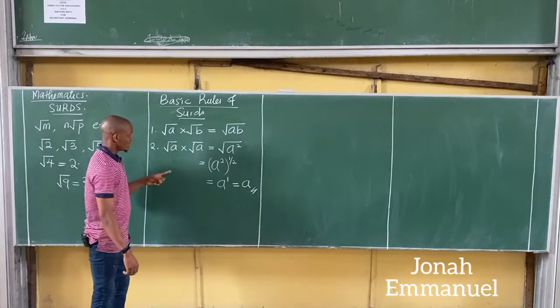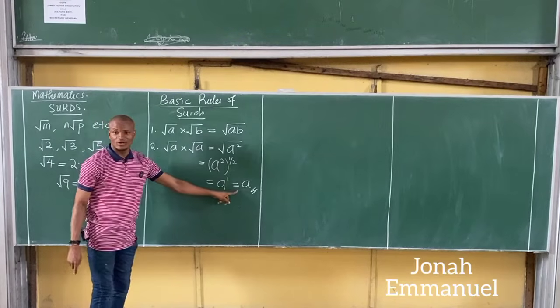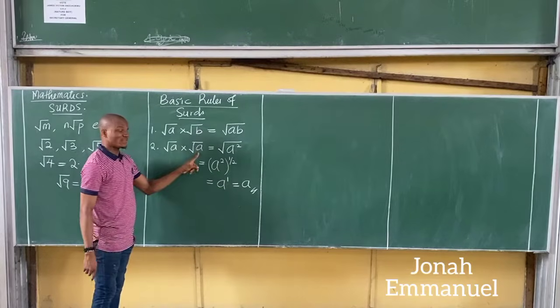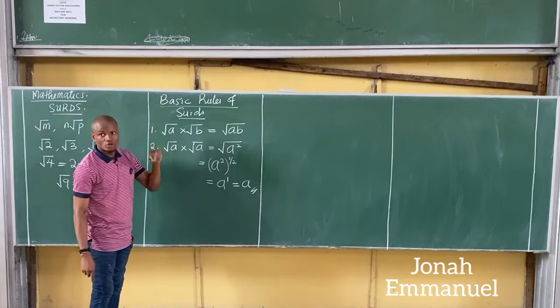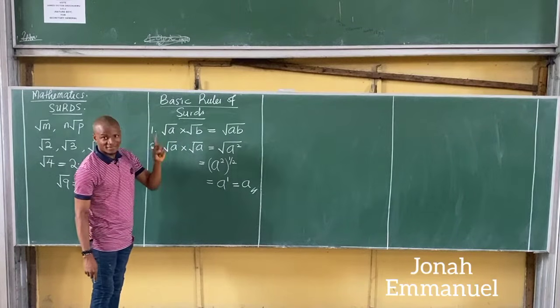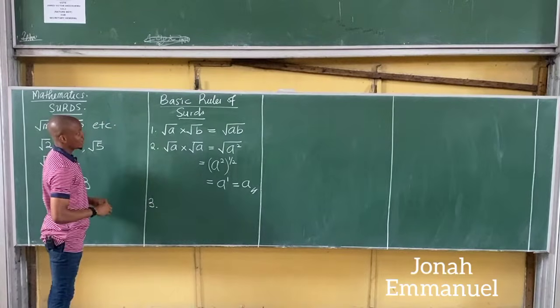If the square root of a number is multiplying itself, it gives that number. So root 8 times root 8 gives you 8. Root 3 times root 3 gives you 3. Root 5 times root 5 gives you 5. That's the concept.